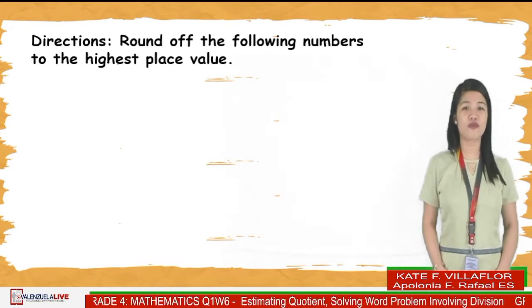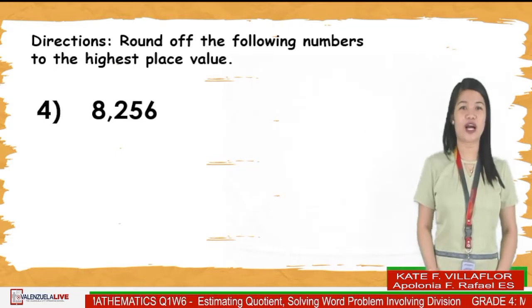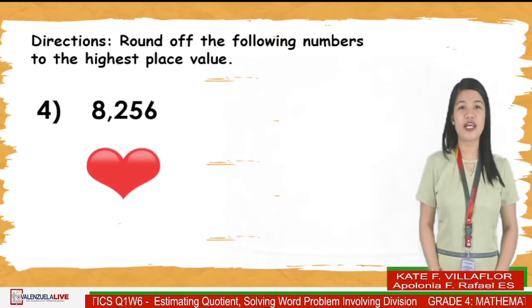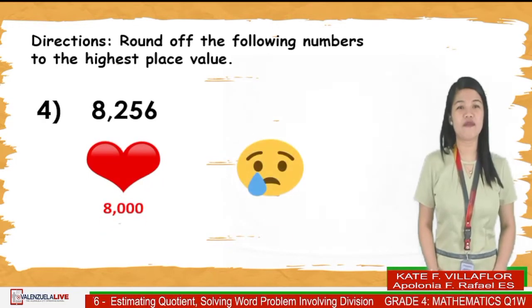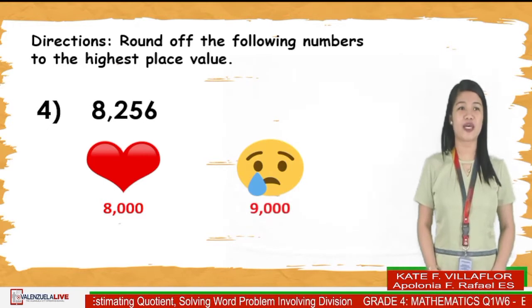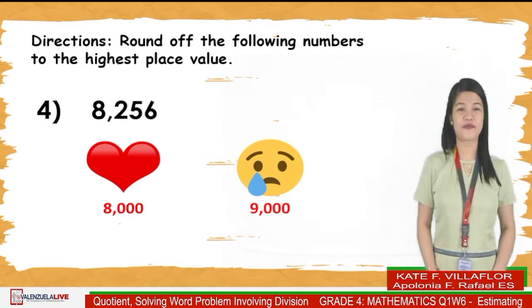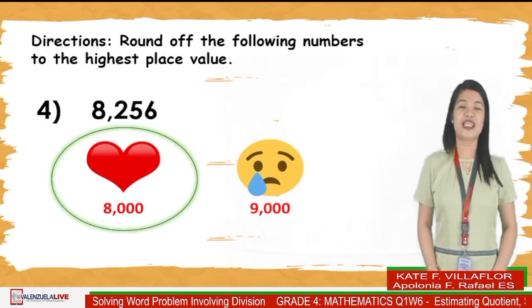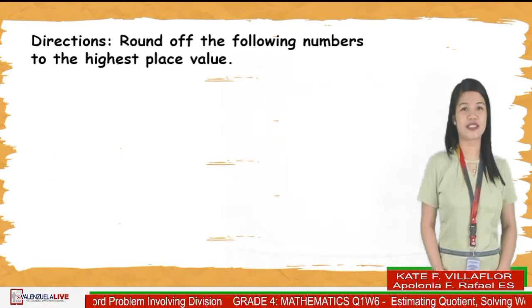Let's have number 4. Round off 8,256 to the highest place value. For the heart emoji, we have 8,000. And for the sad emoji, we have 9,000. What is the answer? Very good, grade 4 pupils. The answer is heart emoji for 8,000.